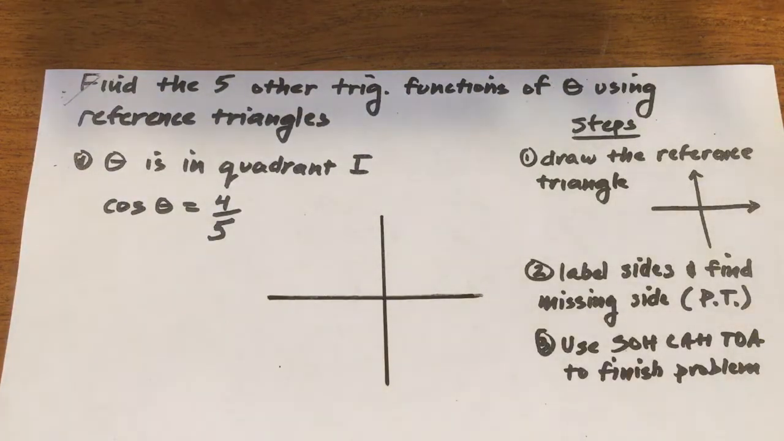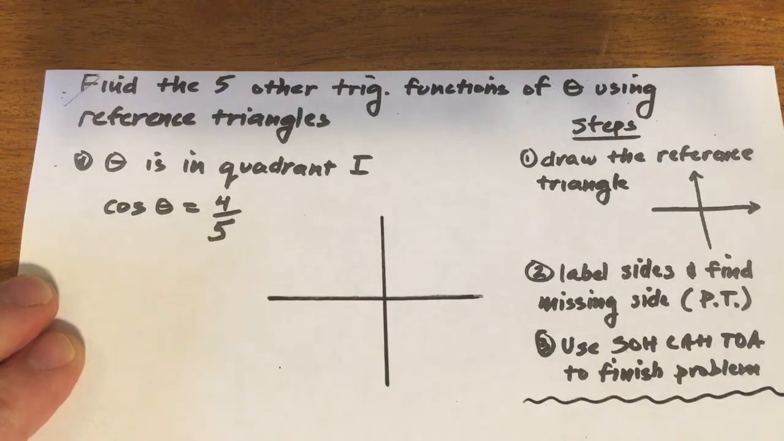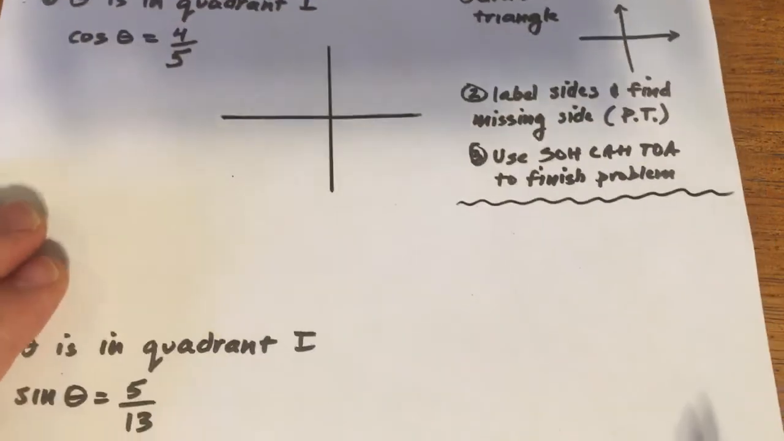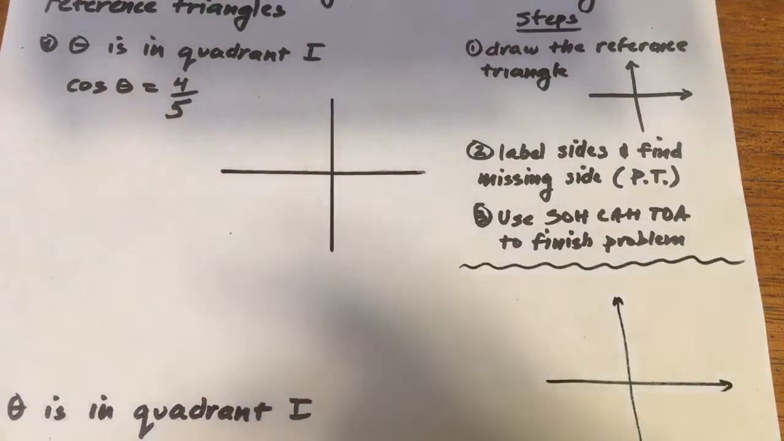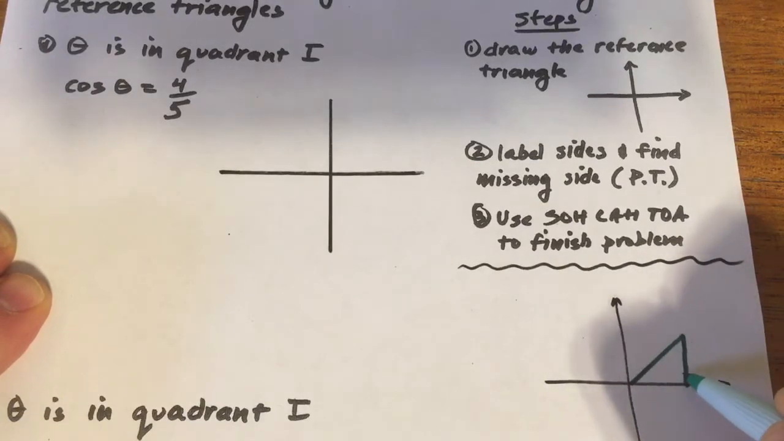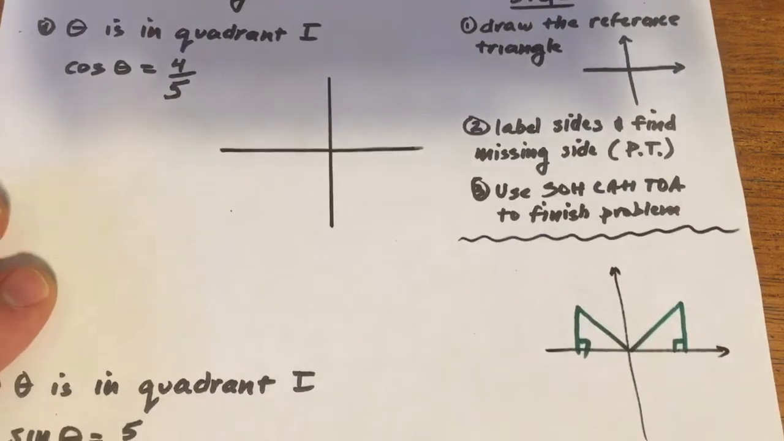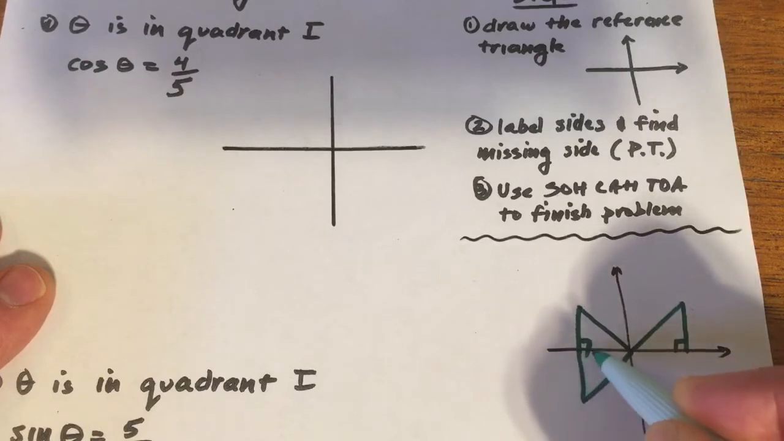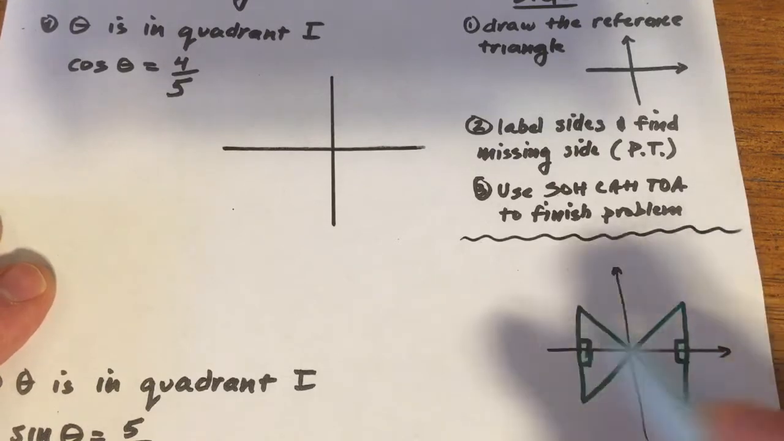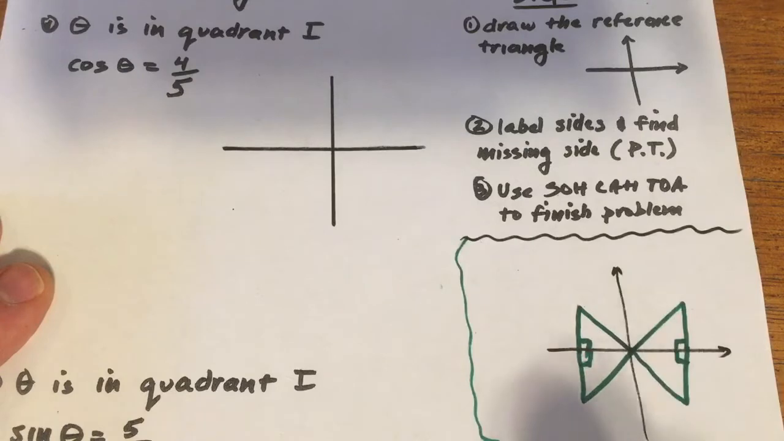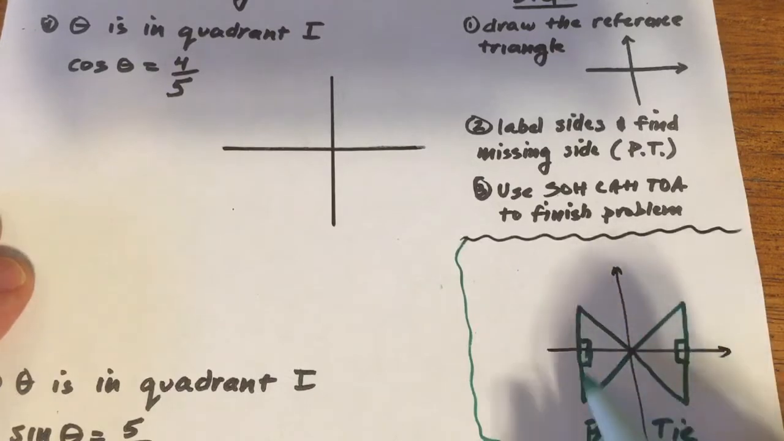And what I want to do here first, before we go any further, is give you some very good information about reference triangles that's going to save you time. When we have reference triangles, basically, if it's in quadrant number one, the reference triangle is going to look like this. If it's in quadrant number two, it's going to look like this. If it's in quadrant number three, it's going to look like this. And in quadrant number four, it's going to look like that. And all four of these triangles together basically form what looks like a bow tie. And so you're going to want to keep this idea in mind.